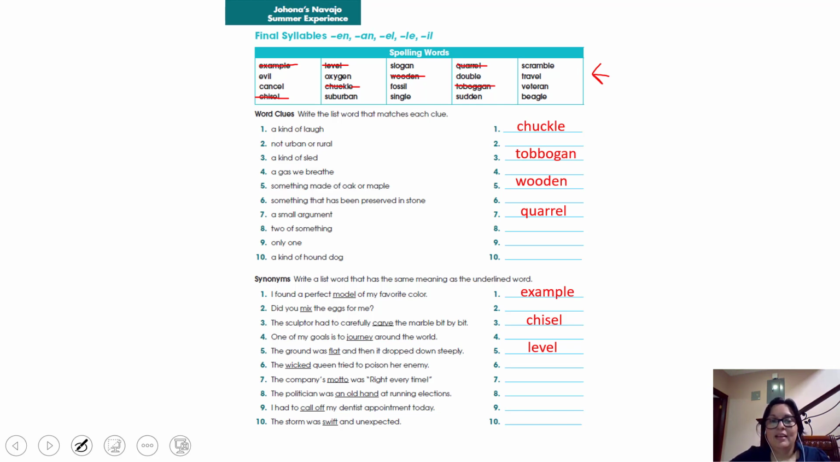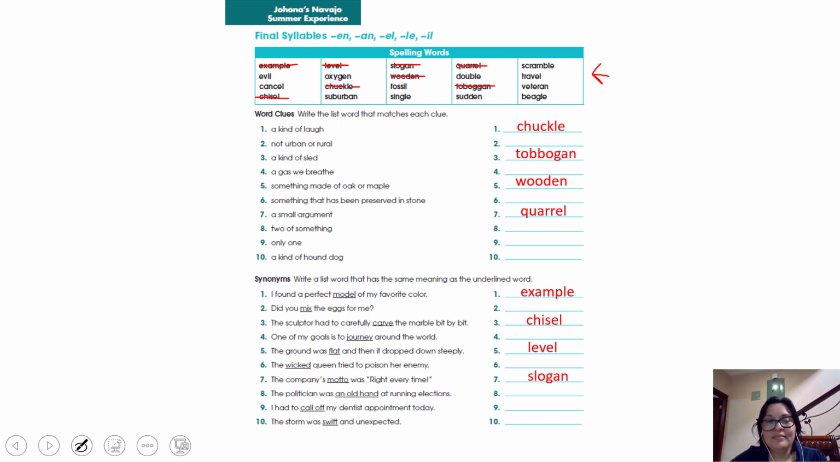Number 7. The company's motto was right every time. What other word can you use instead of motto? That little phrase that identifies a company. Exactly. The company slogan was right every time. Then we are going to continue with number 9. I had to call off my dentist appointment today. To call off means to eliminate. What is another word that you can use instead of call off? Let's cross slogan because we already used it.